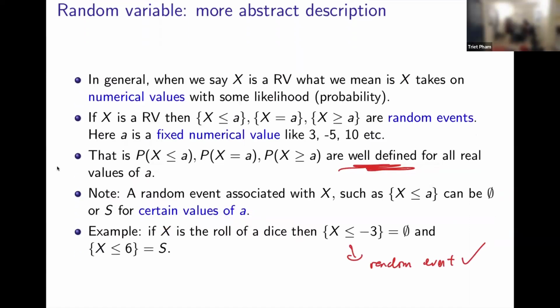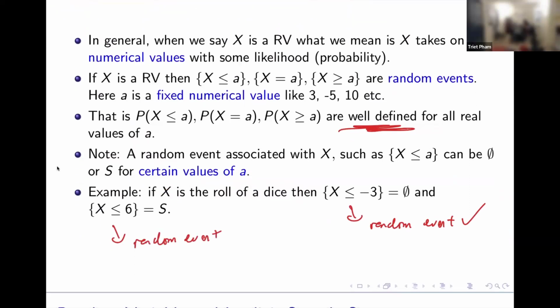Same thing here. This is also valid as a random event. And by the way, you can see that x less than or equal to 1,000 as a roll of dice is valid as a random event. But it's just not a very interesting event because that's the whole sample space. Do you understand? Any question on this one?